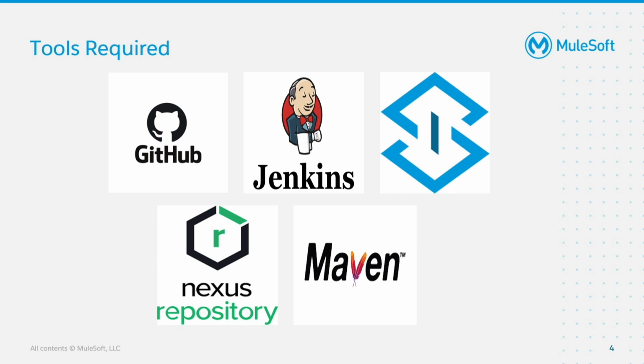During this course, we'll be using GitHub as source control, Jenkins to automate deployments, Nexus as a repository manager, Maven as a build tool, and Anypoint Studio for the app development. We assume you already have these tools installed and set up.